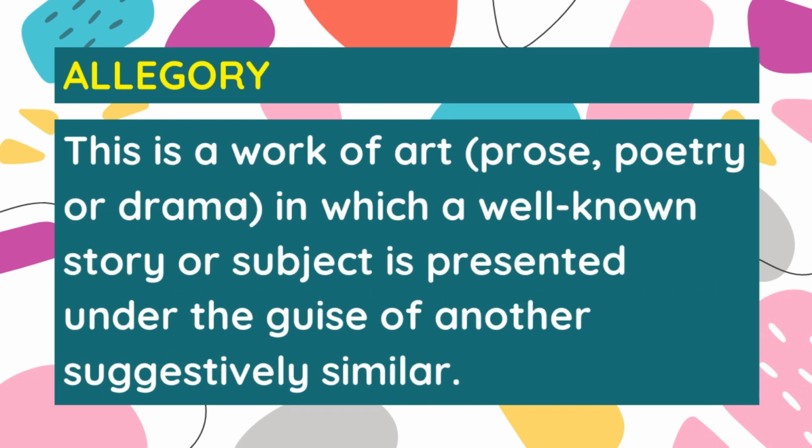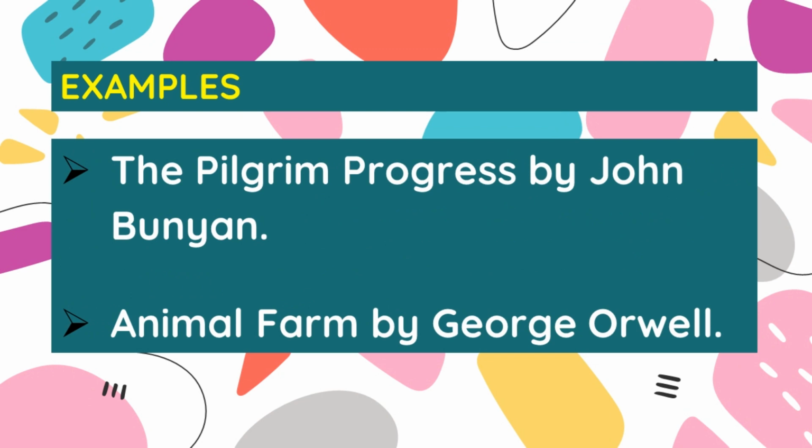Allegory. This is a work of art, prose, poetry, or drama, in which a well-known story or subject is presented under the guise of another suggestively similar. Examples: The Pilgrim's Progress by John Bunyan. Animal Farm by George Orwell.